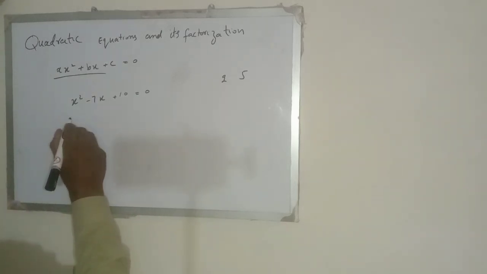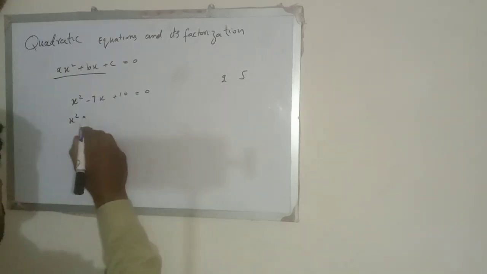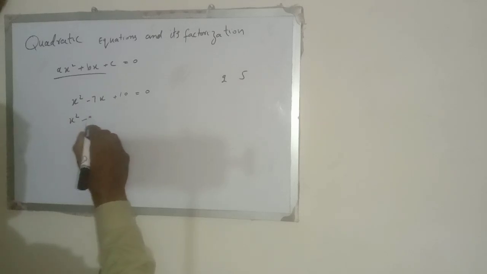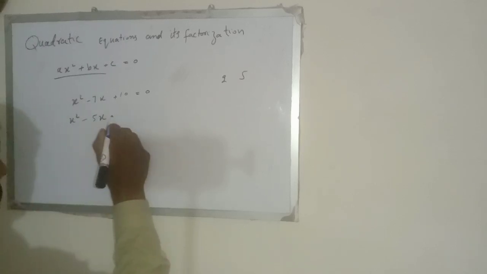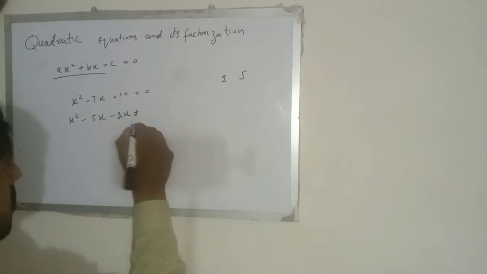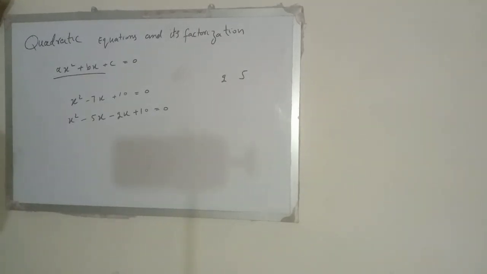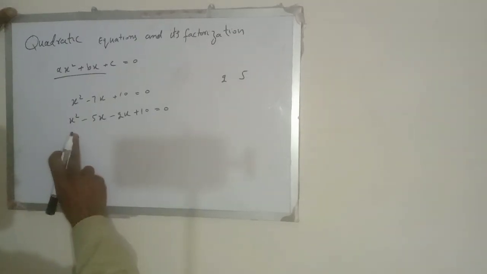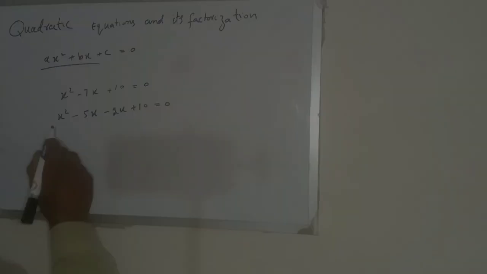2 and 5. So we factorize this as x square minus 5x minus 2x plus 10 is equal to 0. So now we factorize this.